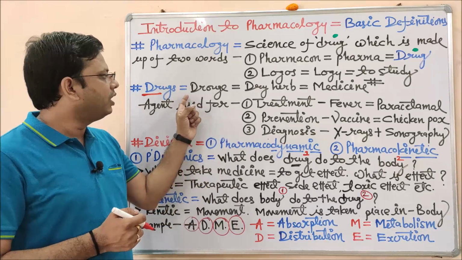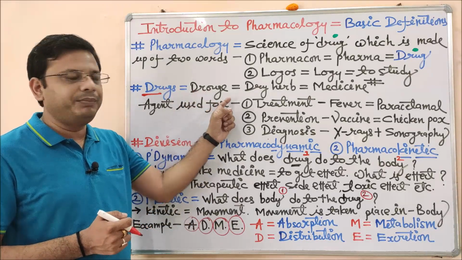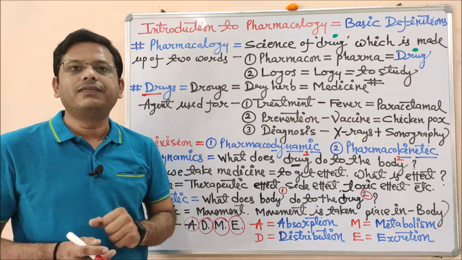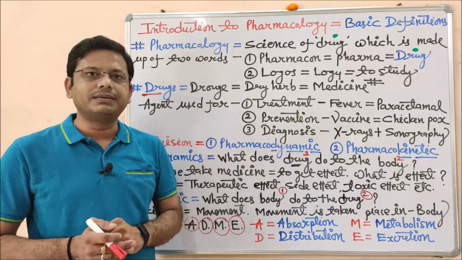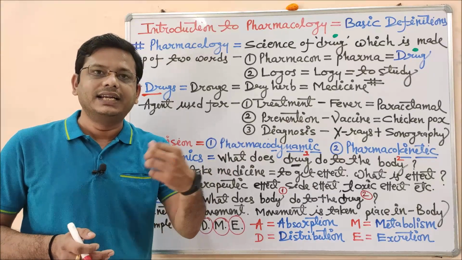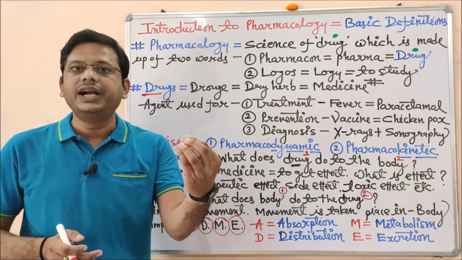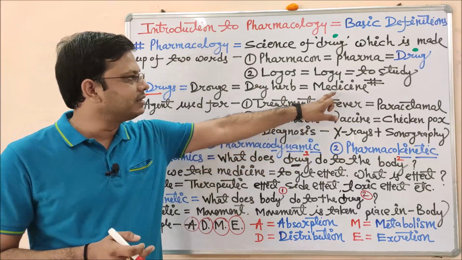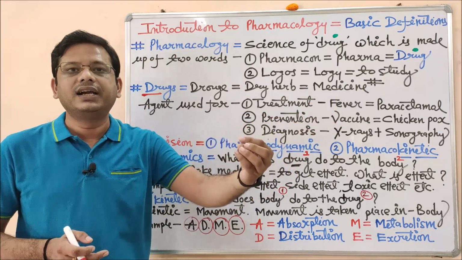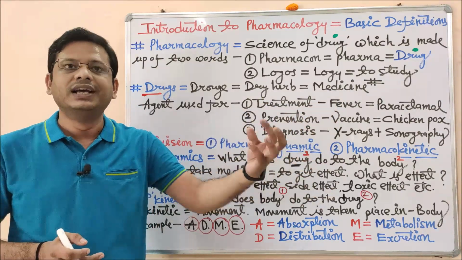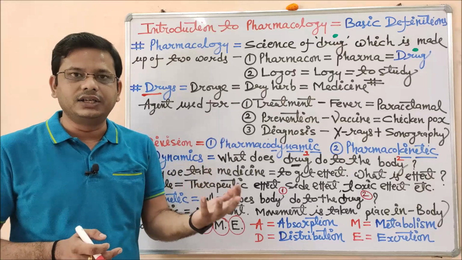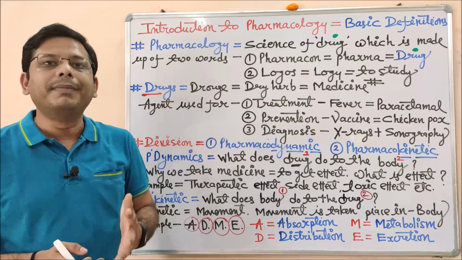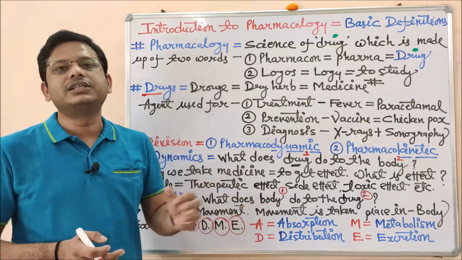Drug is derived from a Latin word, draw, and that means a dry herb. Dry herb means medicine, but there is a slight difference between medicine and drug. What is the basic difference? If we say it is a drug, that means it is in a crude form. It is not a dosage form, not a finished form. But if we say it is a medicine, that means it has completed the process of formulation. It is now a dosage form, either a tablet, capsule, or another dosage form. That is called medicine. But if it is not finished, it is called a drug.